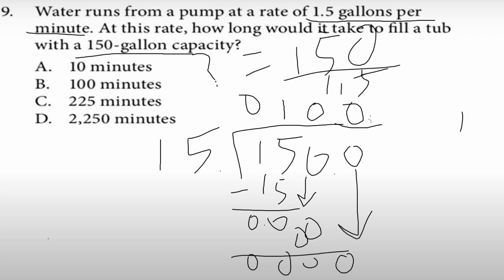And you can just get rid of this 0 right now. I usually go step by step so you know where these numbers come from, but the answer is going to be 100 or B.